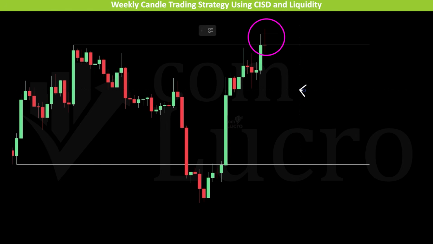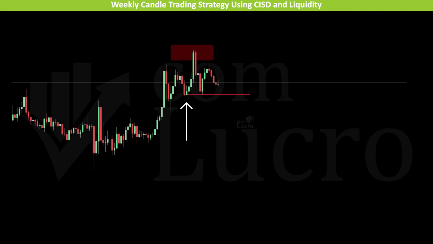Price sweeps the previous week's high and then produces a 4-hour failure to displace. This is a strong reversal signal, and this is exactly what we want to see at a weekly high. After this failure to displace is confirmed, we wait for the candle to close and then move into the entry time frame. I prefer to execute on the 15-minute chart.